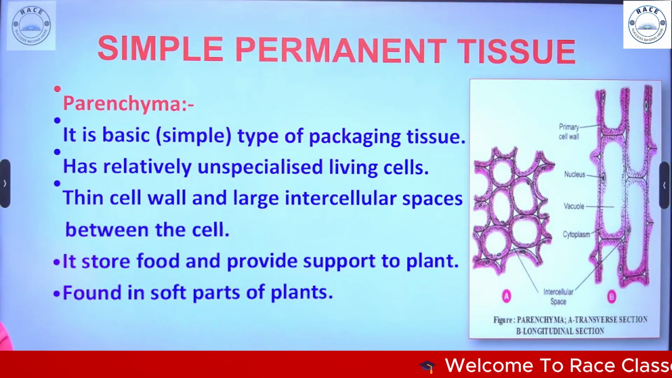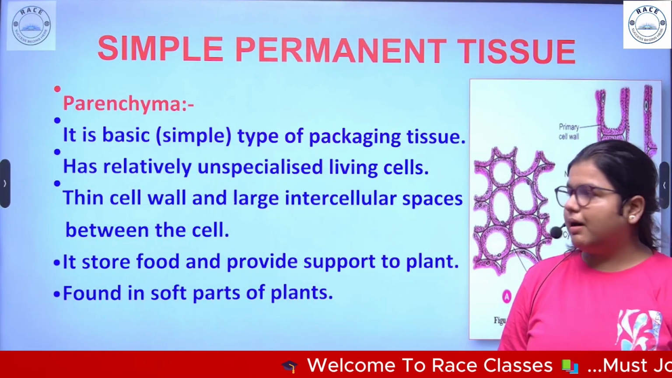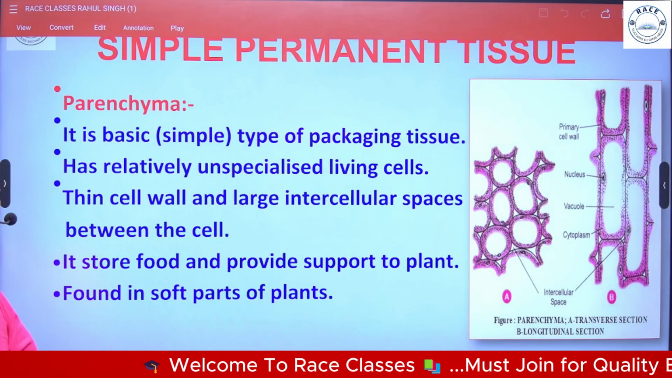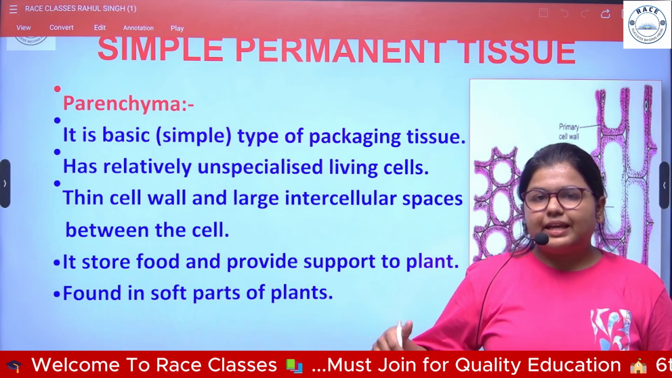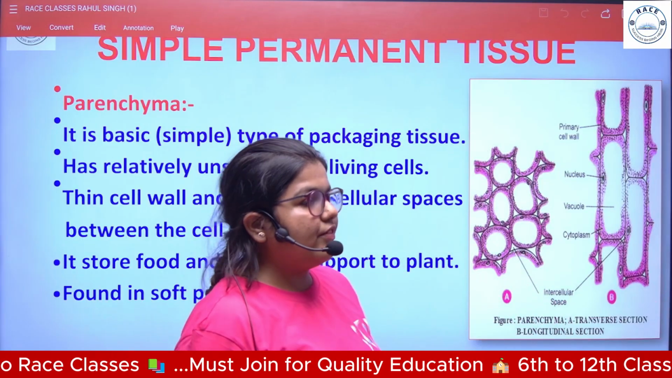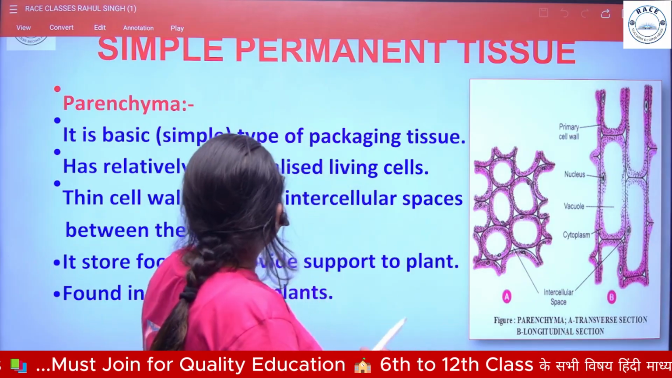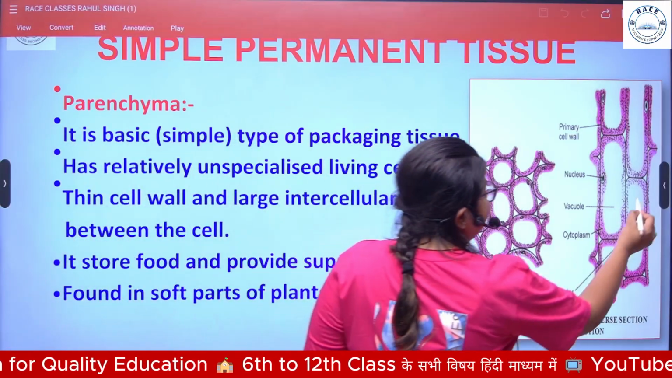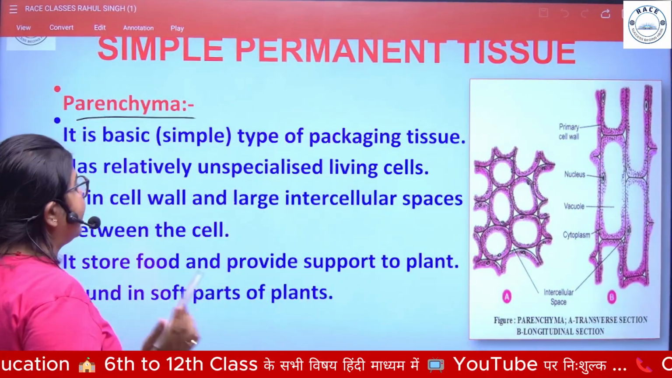When we talk about the simple permanent tissue, the first one is parenchyma. What is parenchyma? It is the basic type of packaging tissue. What does packaging tissue mean here? When we are making a building, cementing is required, right? In the same way, when the organism is built, we have cementing there also. Here, what is acting as the cementing material? Parenchyma is acting as your packaging or cementing material.